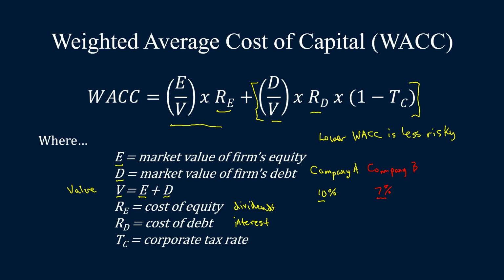Now, you can have a WACC that might be too low. So for example, let's say we have company C, and company C, let's say they have a WACC of just 3%.